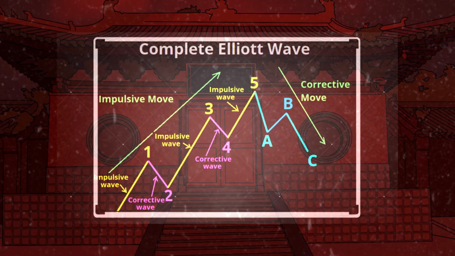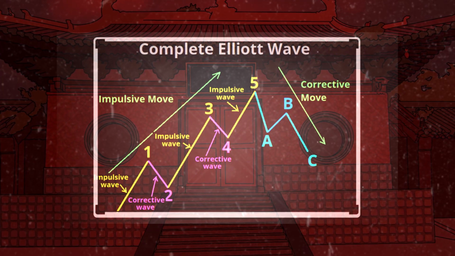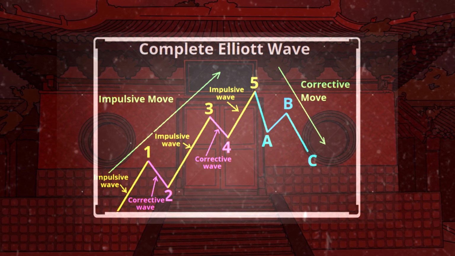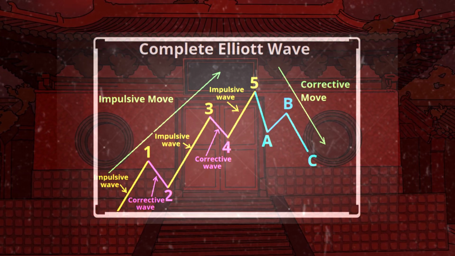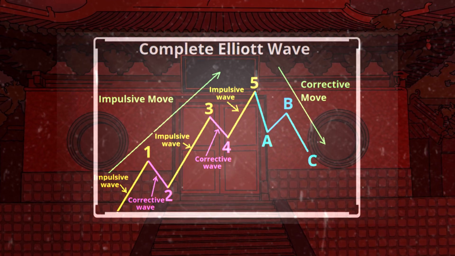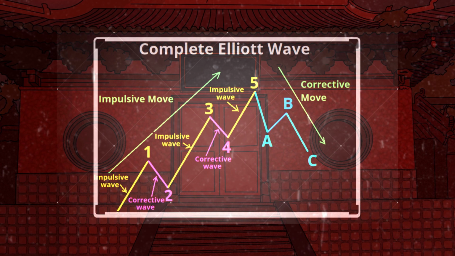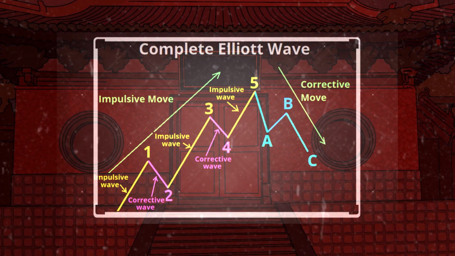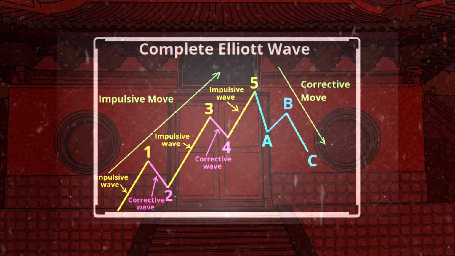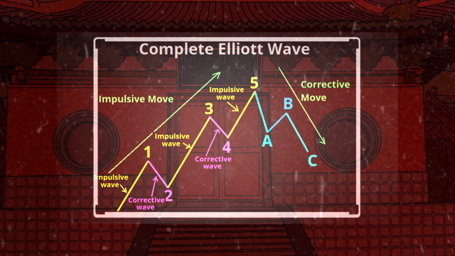The impulse move of an Elliott wave follows a 5-wave pattern as seen here. It consists of alternating waves, including 3 impulse waves up and 2 corrective waves down, which are used as potential entry points. Finally, the Elliott wave ends with a reversal in a 3-wave ABC correction move.